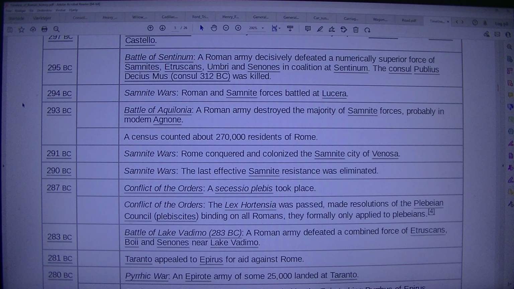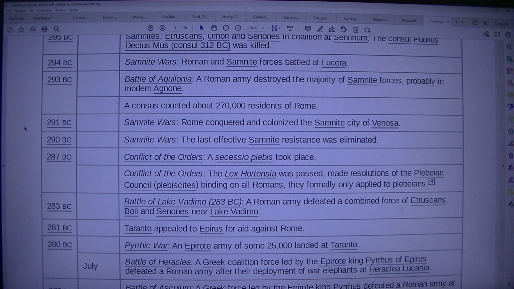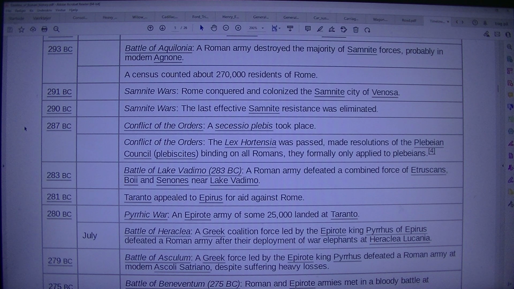294 BC. Samnite Wars. Roman and Samnite forces battled at Luceria. 293 BC. Battle of Aquilonia. A Roman army destroyed the majority of Samnite forces, probably in Molise. A census counted about 270,000 residents of Rome. 291 BC. Samnite Wars. Rome conquered and colonized the Samnite city of Venusia. 290 BC. Samnite Wars. The last effective Samnite resistance was eliminated.